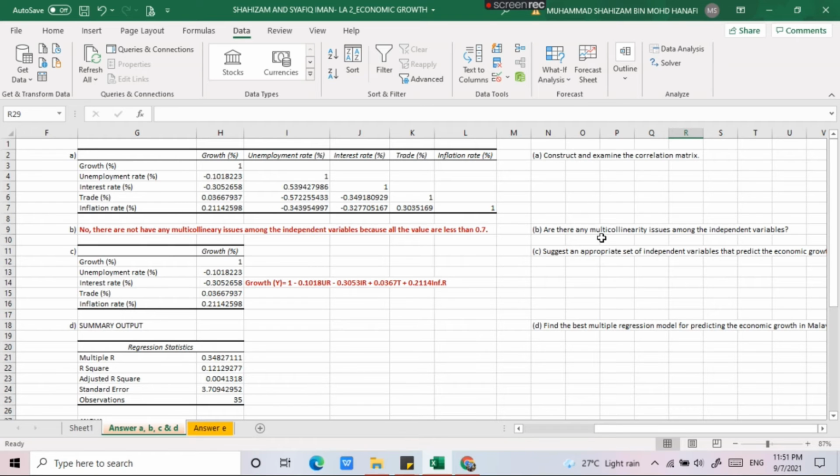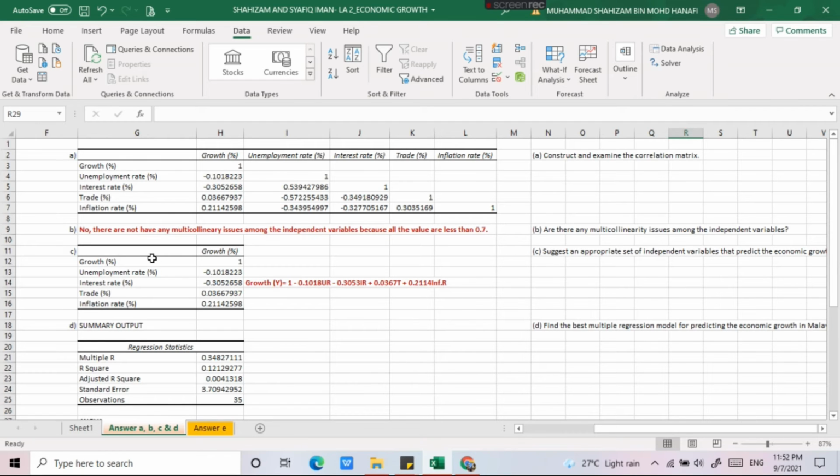Okay, for the second question, question B, are there any multicollinearity issues among the independent variables? Okay, for my answer, no, they do not have any multicollinearity issues among the independent variables because all the values are less than 0.7.